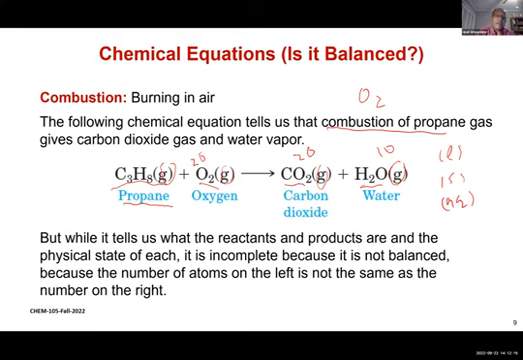Even the carbon is not balanced. 3 carbons here, 1 carbon here. Hydrogen, 2 hydrogens here, 8 hydrogens here. Therefore, the reaction is not balanced. You identify the physical states, reactants and products, then we have to balance the atoms on both sides.